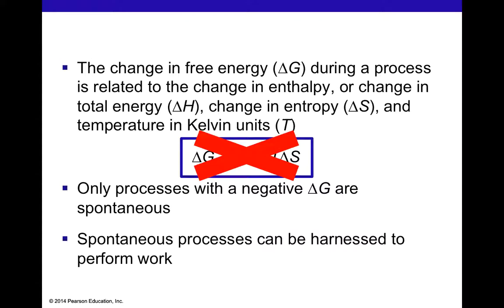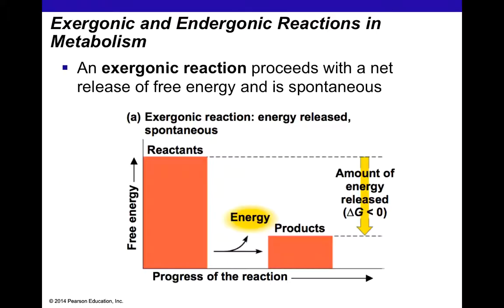To summarize, if delta G is negative, then the reaction is releasing energy and is said to be spontaneous. The energy given off can be used or converted to do some other type of work in the cell. If delta G is positive, then that reaction requires energy for it to go to completion. Two more ways to describe a metabolic reaction would be whether the reaction is exergonic or endergonic.